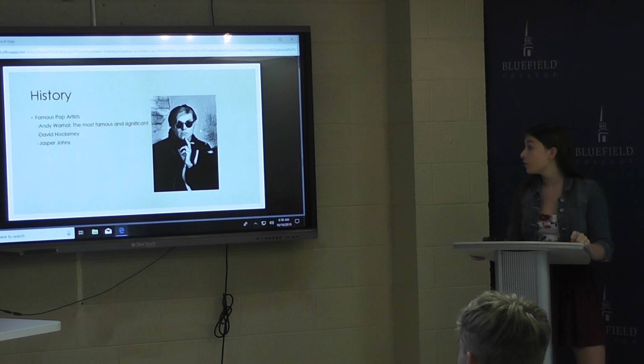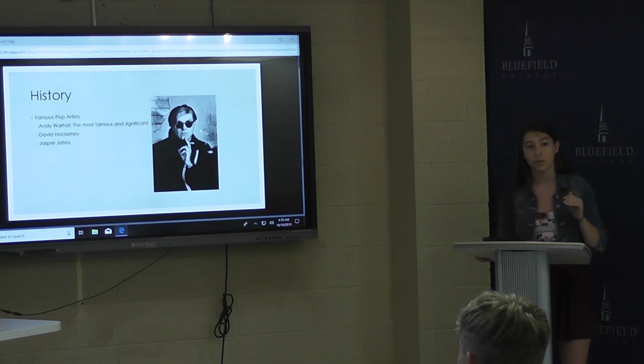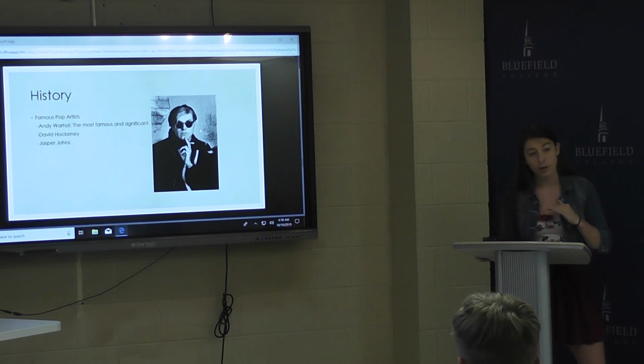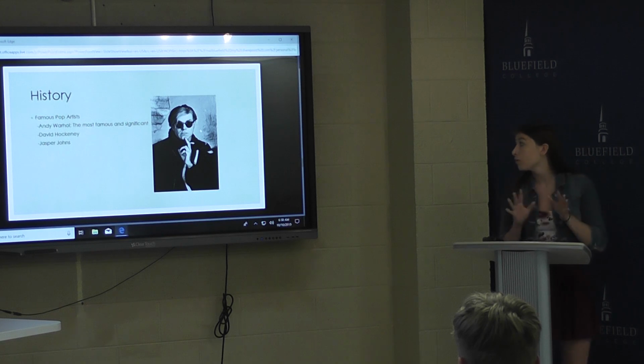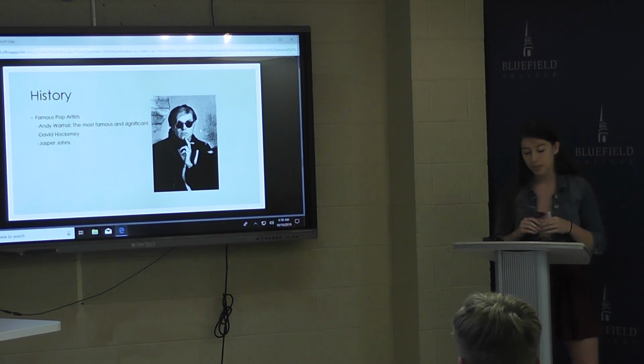Some of the most famous artists in this genre are David Hockney, who was most famous in the UK. He was one of the most important artists of the 20th century over there. Another one was Jasper Johns, who was most famous for his American flag paintings and his painting of numbers called Numbers in Color. And of course, Andy Warhol rose to the front of the art scene with this when he debuted his Campbell's soup cans. That was his most famous thing.